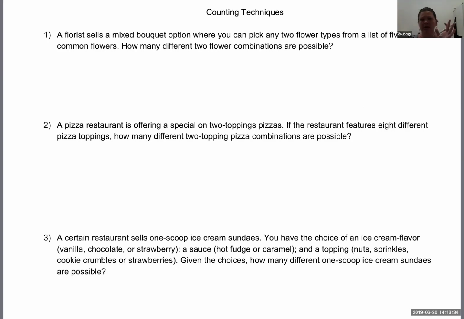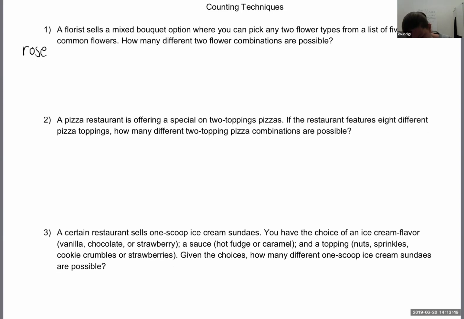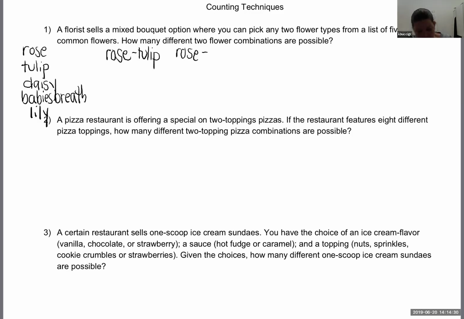In order to do this, like I said, I'm not going to use a formula. I'm just going to use some problem-solving techniques. This is what I'm going to do. I'll give a name to some of the flowers. So let's say we've got a rose, a tulip, daisy, baby's breath, and a lily. So here we have this list of 5 common flowers, and in our mixed bouquet we're allowed to pick 2. So let's start with if rose was one of our options. And what I'm going to do here is I'm just going to really logically look at what I could pair rose with. So I could do rose and tulip, couldn't I? Or I could have chosen rose with daisy. I could have just as easily done rose with baby's breath, or I could have done rose with lily.